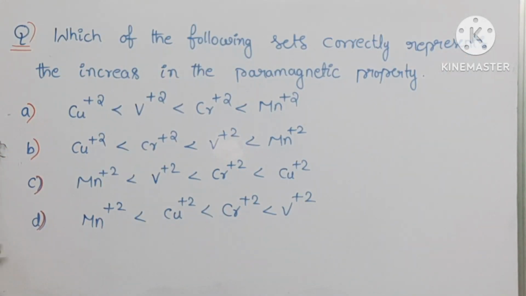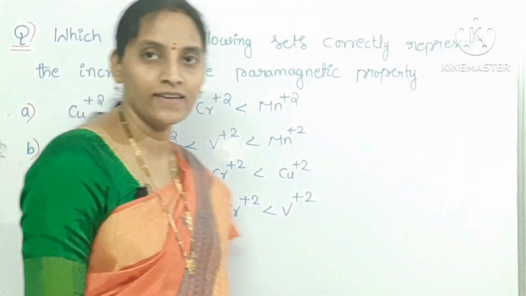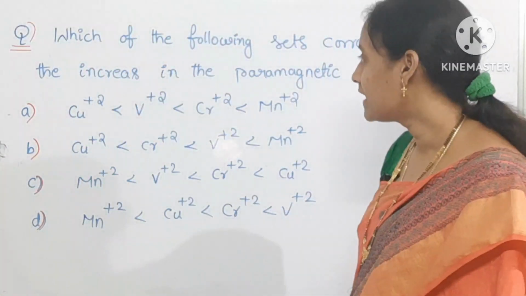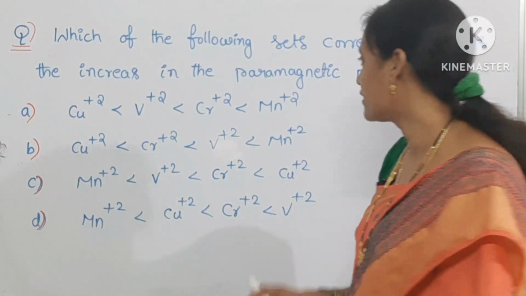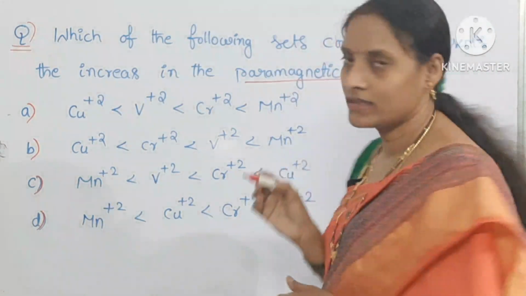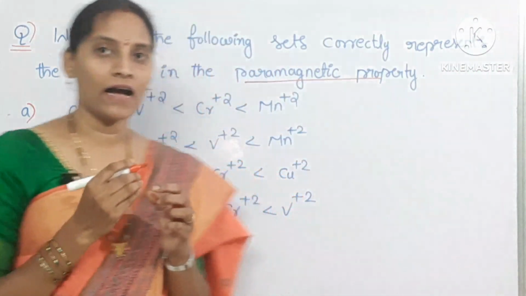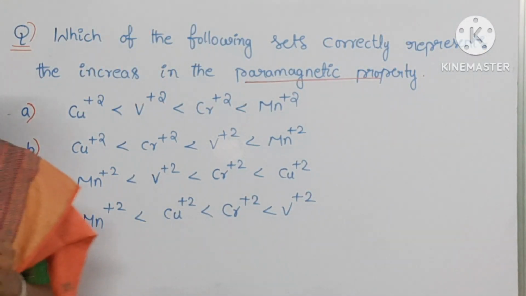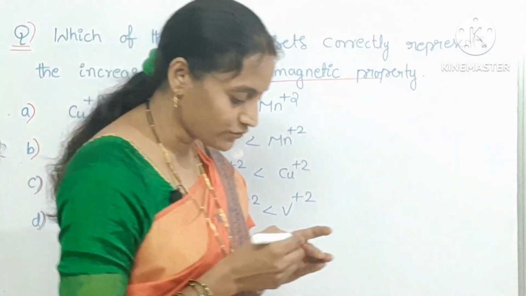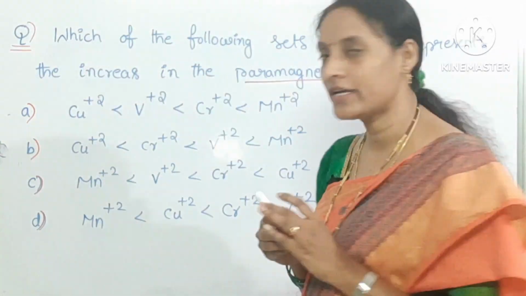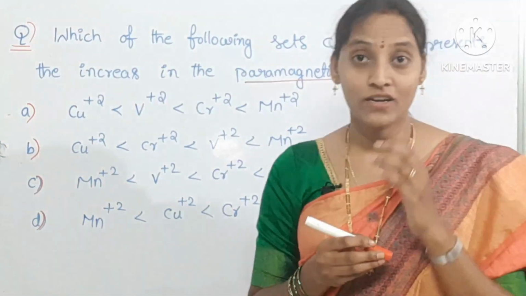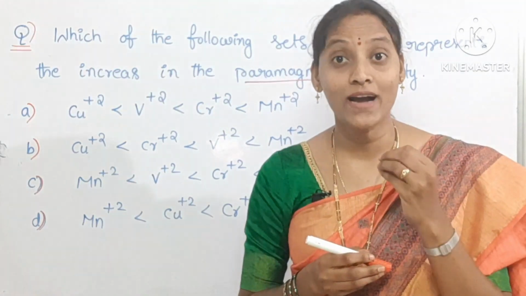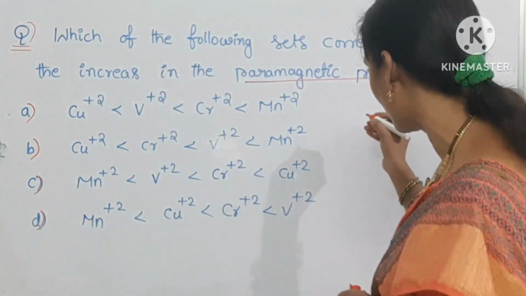Here in this question, which of the following sets correctly represents the increase in the paramagnetic nature? You need to identify which one has less paramagnetic nature and which one has more. First of all, you need to know how many unpaired electrons there are. Unpaired electrons you need to identify.